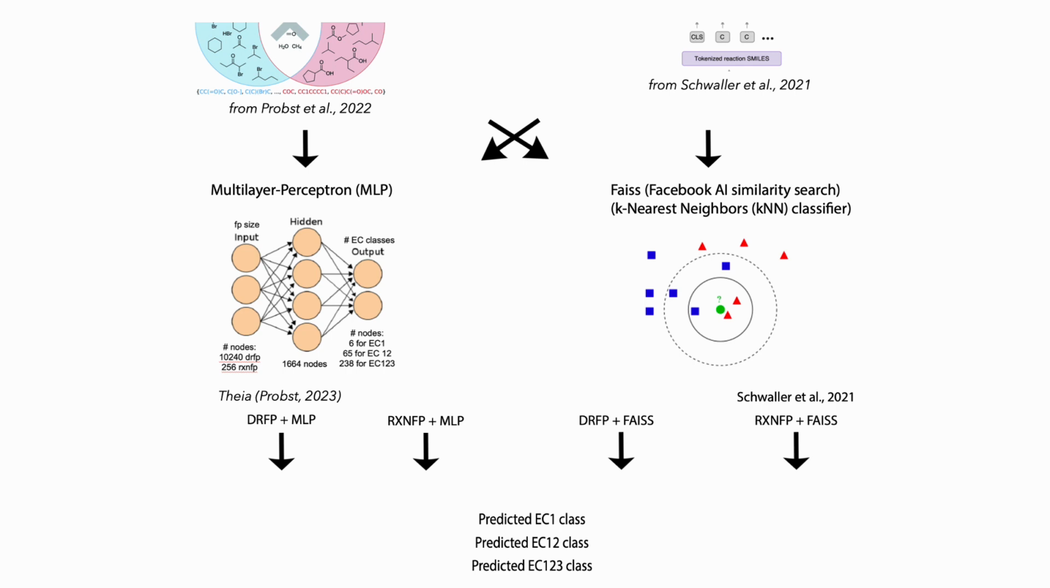Application of the DRFP plus MLP method was previously described by Probst in 2023 for annotating biochemical reactions with EC numbers in the method called TEA, while RxNFP plus FAISS were used by Schwaller et al. for other chemical classification tasks.